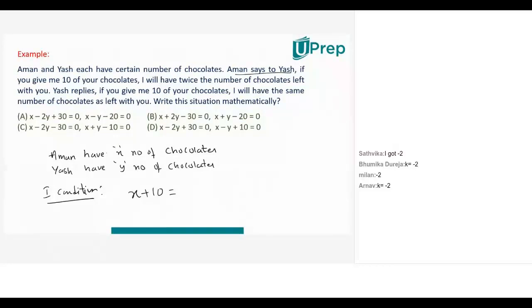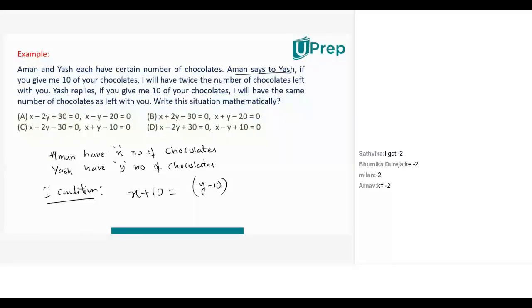Now, Aman says to Yash, if you give me 10 of your chocolates, I will have twice the number of chocolates left with you. So, out of Y, Yash has given 10 chocolates to Aman. How many chocolates does Aman have? X plus 10. How many does Yash have? Y minus 10, because Yash has given 10 chocolates to Aman. So, the number of chocolates left with Yash is Y minus 10.